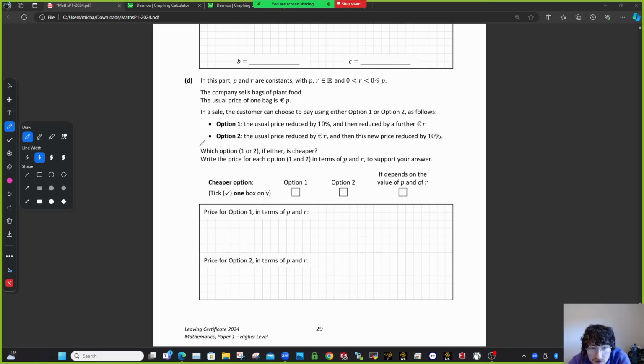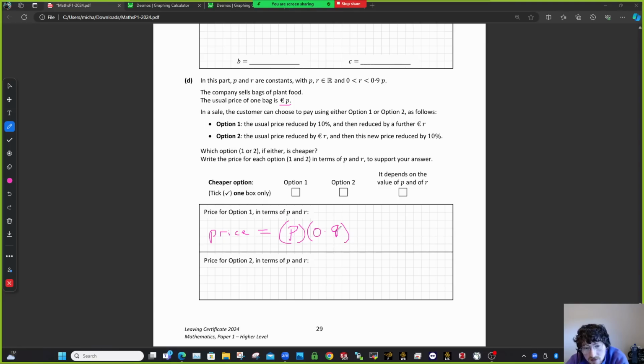Easy enough. A little bit of words, a lot of words here for sure. p is the usual price of the bag. So option 1 is we take the usual price, reduce it by 10%. So when you reduce something by 10%, the new value is just multiplied by 0.9. And then we reduce it by r, so you take away r. So then that works out as price 1 is 0.9p minus r.